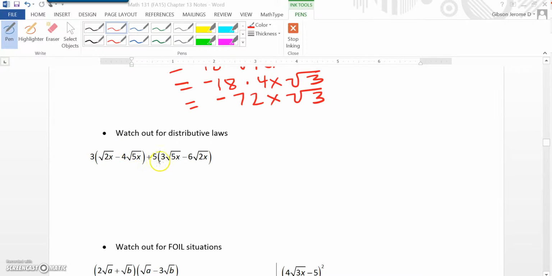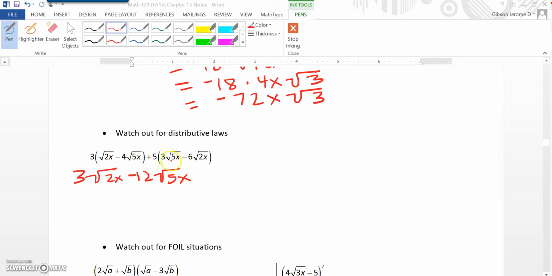So this is what we would do. First, we will see if we can combine anything inside the parentheses. We cannot. So we have to get rid of these numbers on the outside since we don't have any exponents. So we will multiply 3 by everything in this parenthesis and positive 5 by everything in this parenthesis here. So this will give us 3 times the square root of 2x, and 3 times the negative 4 square root of 5x will give us a negative 12 square root of 5x. So that took care of this first set.